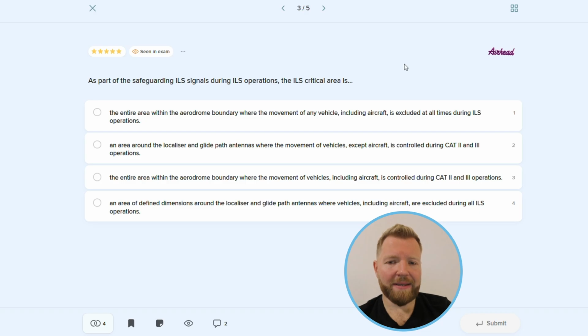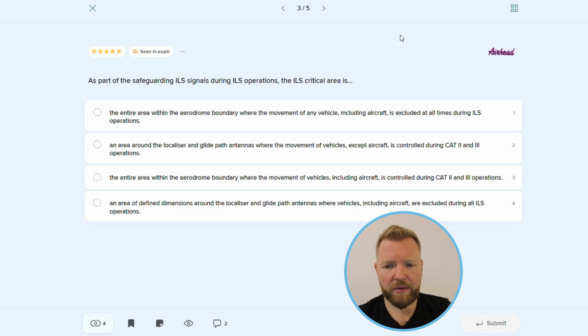ILS critical area is a defined area around localizer and glide path antennas where all vehicles are strictly forbidden during all ILS operations. Now, ILS sensitive area is an area beyond ILS critical area where movement of vehicles and aircraft is controlled during ILS Cat 2 and 3 low visibility operations. Now, for these operations, a cat 2 or 3 holding points are established, usually well before standard holding points.